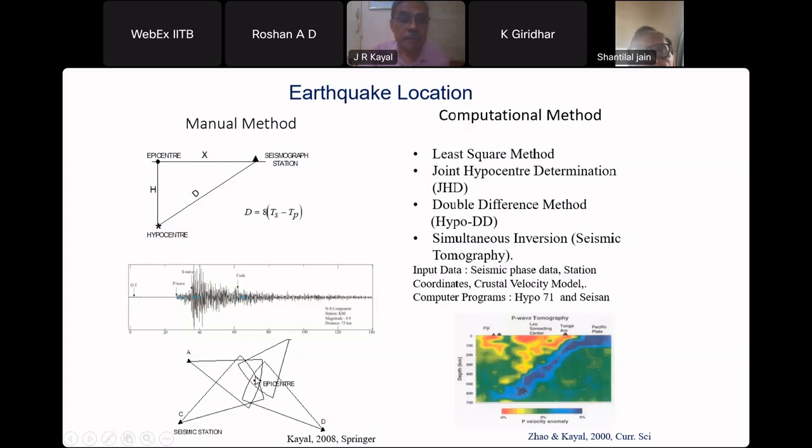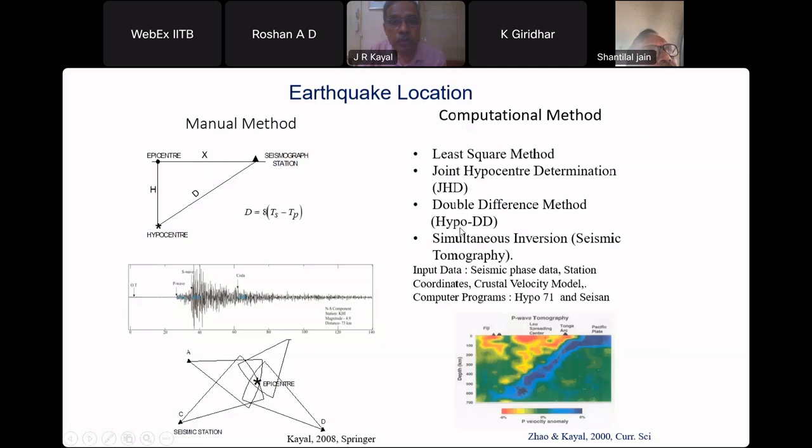So that was an approximate epicenter, and that is why the earlier locations were all erroneous by 10 to 20 kilometers. But now that computational seismology has come, we can locate with much better computational methods, say the least square method and the joint hypocenter method.